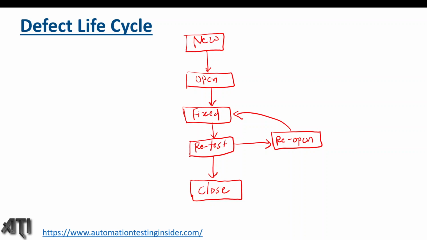Apart from this, we have some other statuses of the defect as well. Like if the developer is not accepting the defect, they may reject the defect as well. If they do not accept the defect, they will reject the defect. So the status of the defect would be rejected.